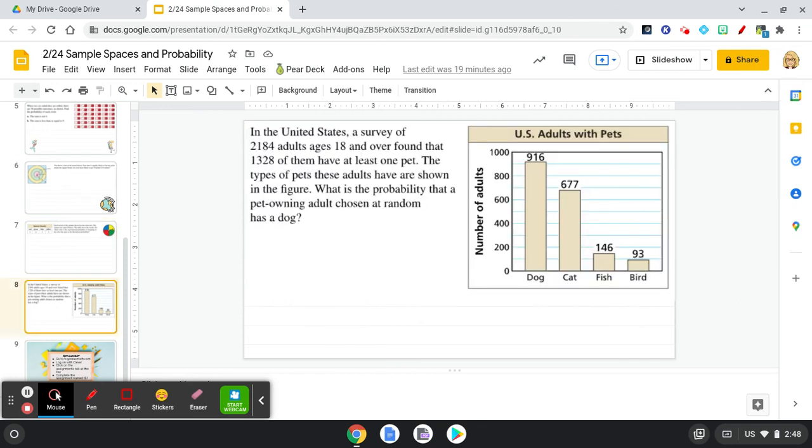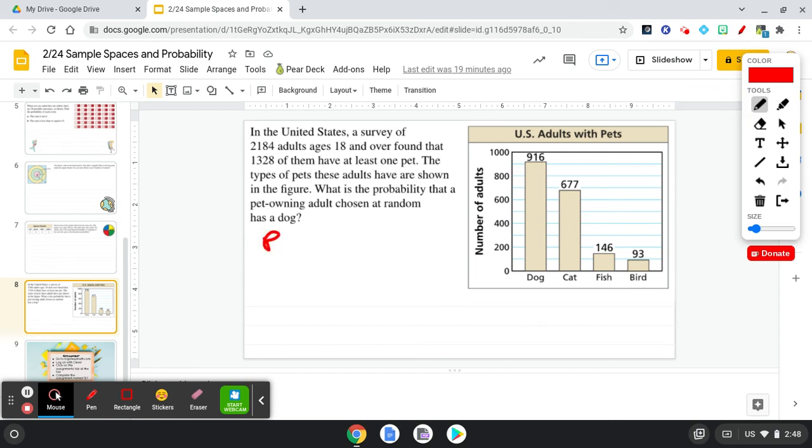All right, in the United States, a survey of 2,184 adults aged 18 and over found that 1,328 of them have at least one pet. The types of pets these adults have are shown in the figure. What is the probability that a pet-owning adult chosen at random has a dog? So we've got all these people in a big room together. We randomly choose one of them.